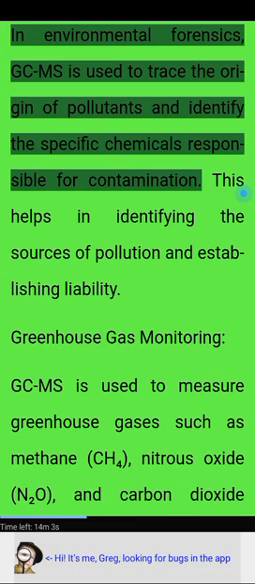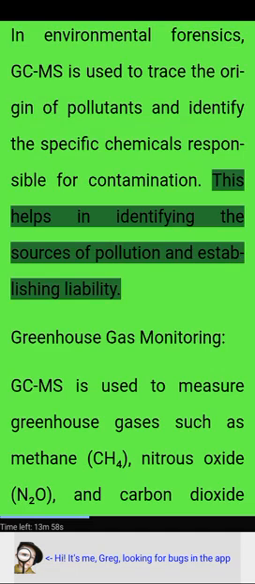Forensic analysis. In environmental forensics, GCMS is used to trace the origin of pollutants and identify the specific chemicals responsible for contamination. This helps in identifying the sources of pollution and establishing liability.